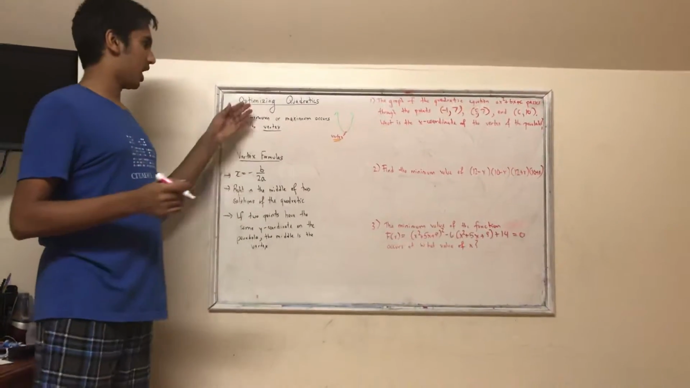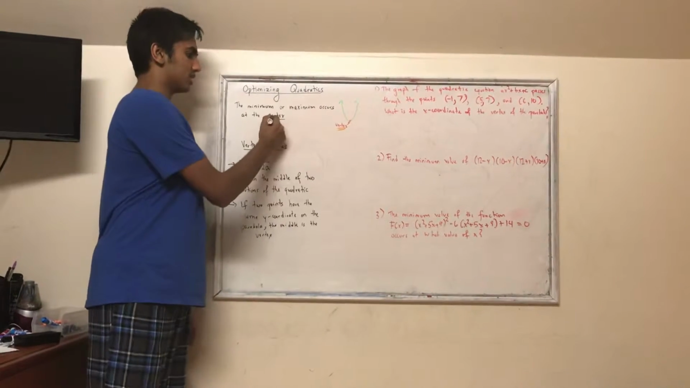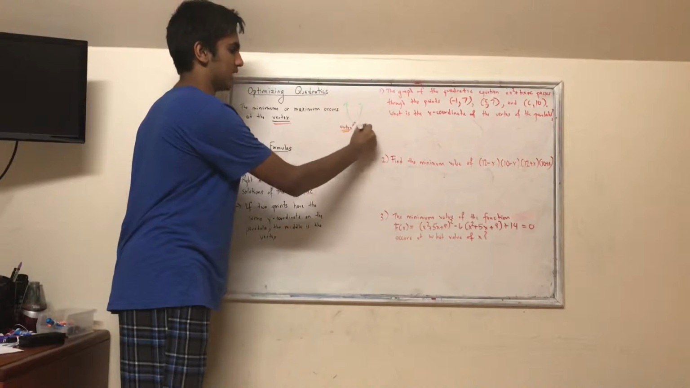So our next lesson is going to be optimizing quadratics. That means basically finding the min or max. What you should know is that it always occurs at the vertex, and the vertex is this point at the bottom, or at the top if it's upside down.